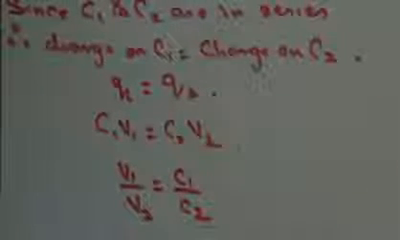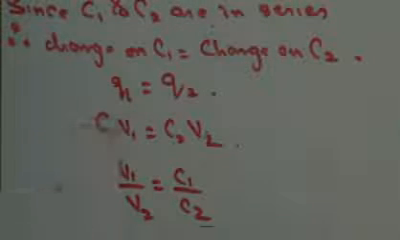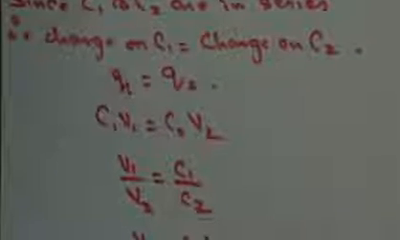So I could say V1 is C2 upon C1 into V2. Substituting this, V, which is equal to V1 plus V2, V is 100, so V2 comes out. V1 upon V2 is C2 upon C1. So V1 will be equal to C2 into V2 upon C1. So when you substitute this, you will get the value of V2 and V1.